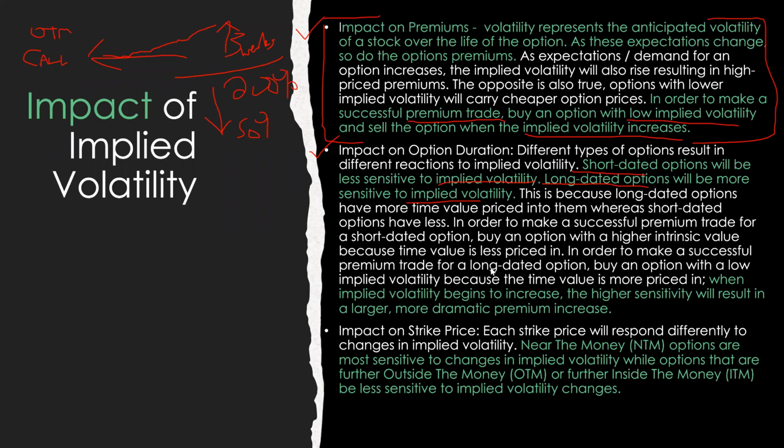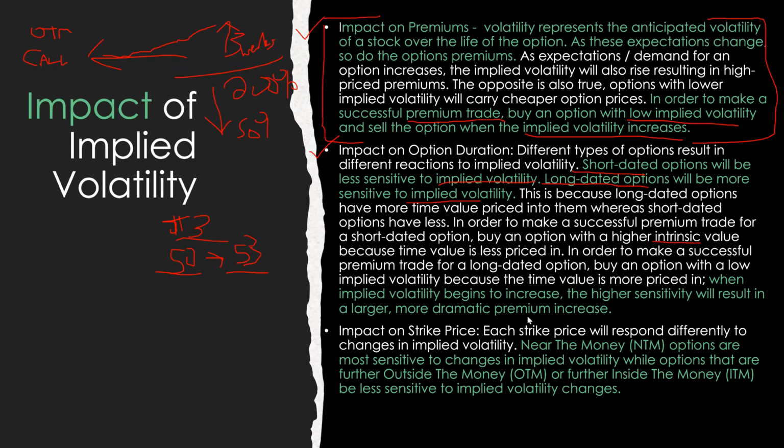In order to make a successful premium trade for a short dated option, buy an option with a higher intrinsic value because time value is less priced in. All right, when we're talking intrinsic value, so if you buy the $50 strike price and the current stock price is at $53, that means you are purchasing $3 of intrinsic value. That's the difference between your strike and the underlying's in the money underlying value. Does that make sense? So intrinsic value is that difference there.